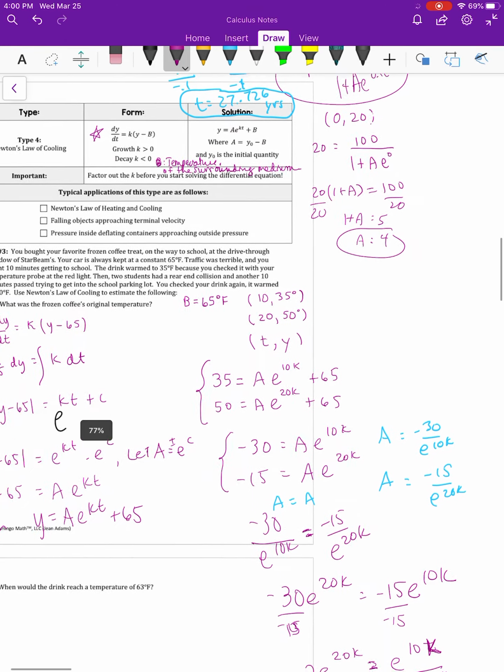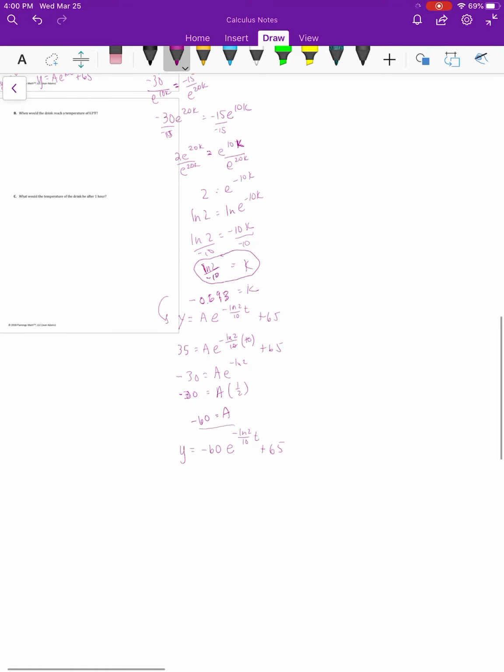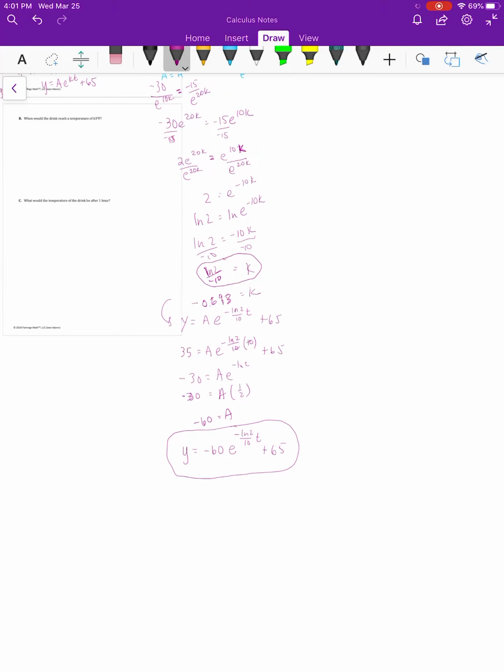And what they were asking, back up here, what was the frozen coffee's original temperature? So we had to separate and do all this stuff to get to our equation here. And now we want to find out what y of 0 was. Negative 60 e to the 0 plus 65. So it's going to be negative 60 plus 65, 5 degrees Fahrenheit was the original temperature. That was our y sub 0. So that's the answer to part A.